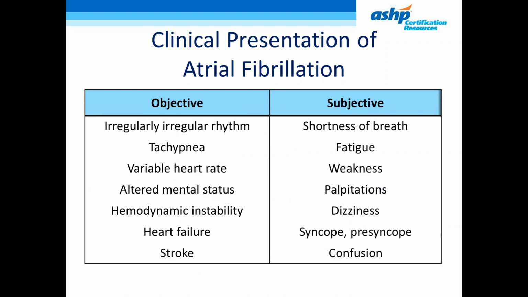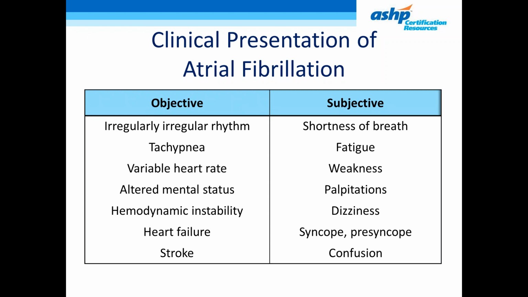Now, overall, we can break down the clinical presentation into objective and subjective findings. Objectively, on the ECG, we see an irregular rhythm. This can also be felt when checking the patient's pulse. Patients are frequently tachypnic, and this is frequently dependent on the heart rate as well. And as discussed, the heart rate will be variable. So if you look at the EKG monitor, the heart rate being counted will fluctuate quite regularly.